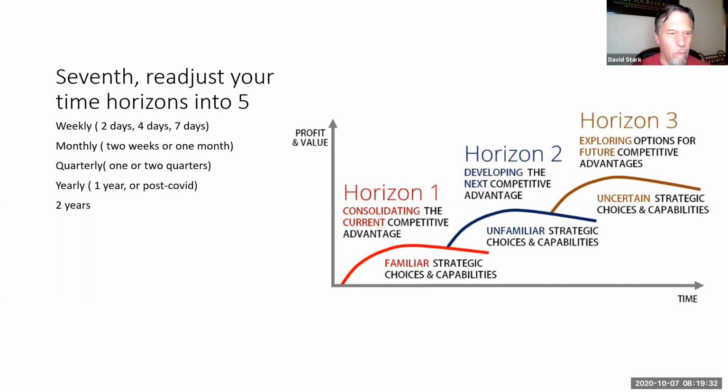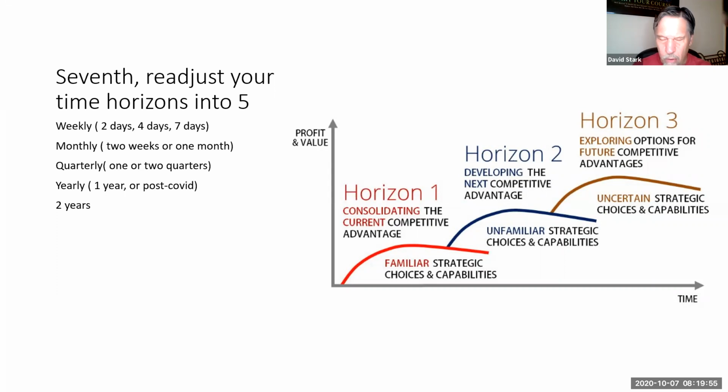Weekly is horizon number 1. That could be in 2 days, in 4 days, in 7 days, whatever it is. I've got to think my first horizon is just this week. Monthly, every 2 weeks or 1 month, is the second horizon that I'm thinking right now. So these are truncated big time versus what they usually are. Or think in terms of 1 or 2 quarters.